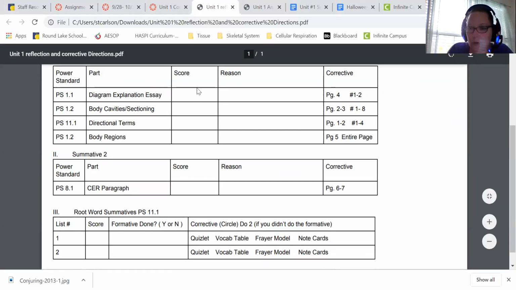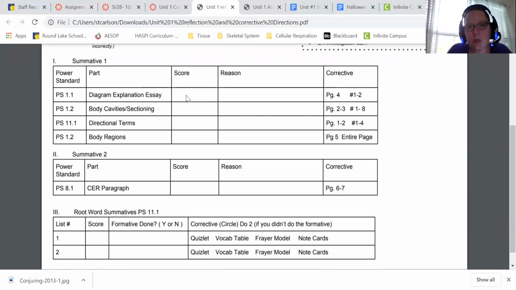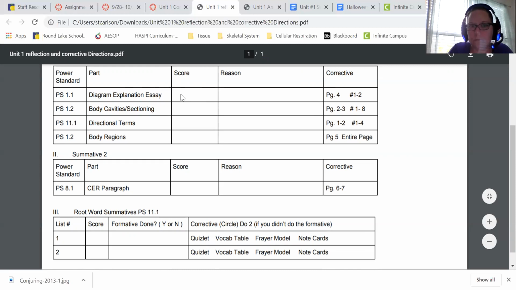Here you would put your score. You do not have to fill this out. It is just recommended that you do because it'll lead you through looking at what's my score, why did I do so bad, and then what do I need to accomplish on the corrective in order to take the retake. This is one of the scores I entered last night. And then if you were to do the retake, you need to do page 4, number 1, and number 2 on the corrective sheet, which I'll show you in a second.